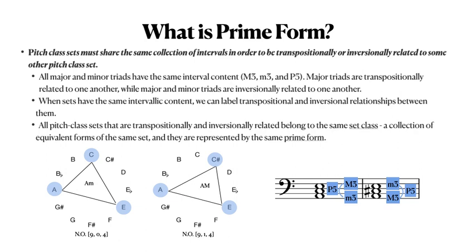When sets have the same intervallic content, we can label transpositional and inversional relationships between them, and we call them Tn or Tn of I. All pitch class sets that are transpositionally and inversionally related belong to the same set class. This is a collection of equivalent forms of the same set, and they are represented by what we're going to call prime form, or they have the same prime form.